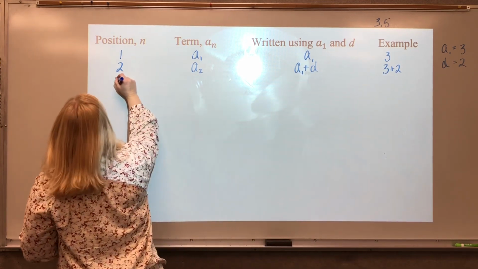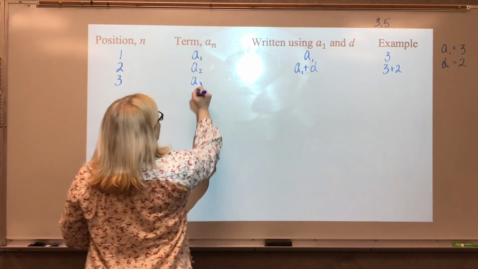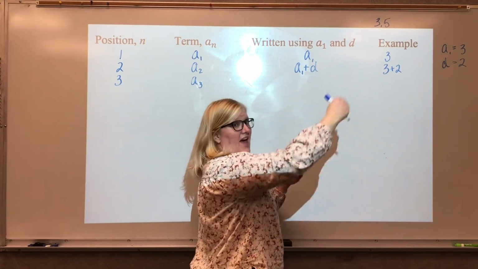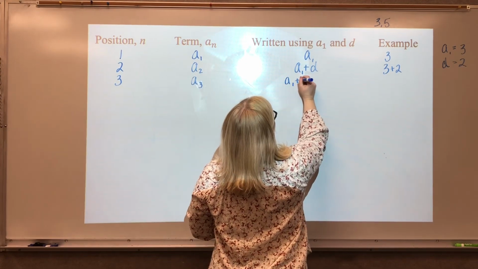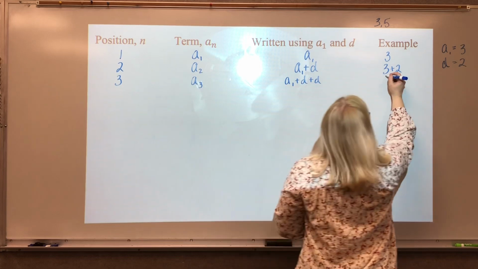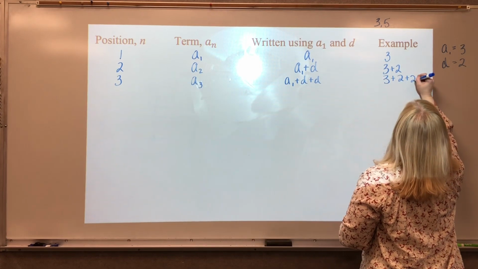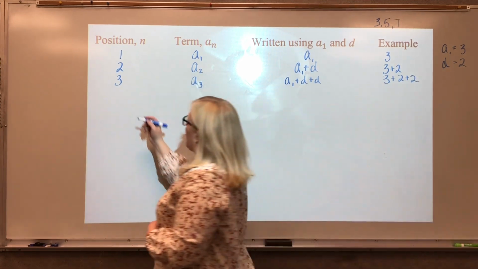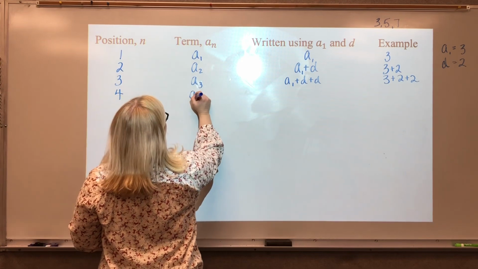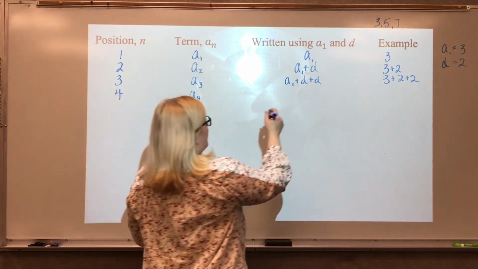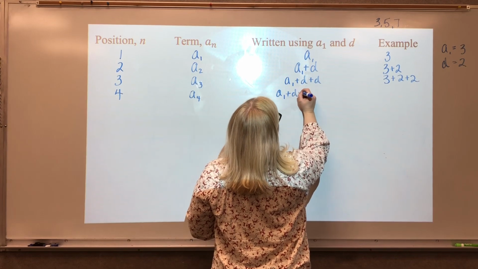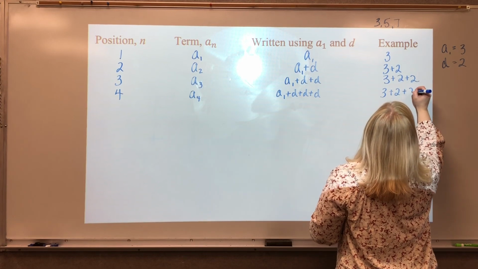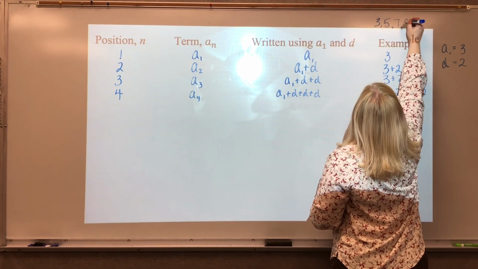My third number is going to be a sub 3. And I'm just going to add d onto the one that was right before it, right? Because each time I'm adding on d. So I have a sub 1 plus d plus d. This would be like 3 plus 2 plus 2, which would give me 7. Okay, number 4, I'm just going to do a couple more of these. This is a sub 4. Going to add d again, so a sub 1 plus d plus d plus d. So that would be like 3 plus 2 plus 2 plus 2, so that would be 9.